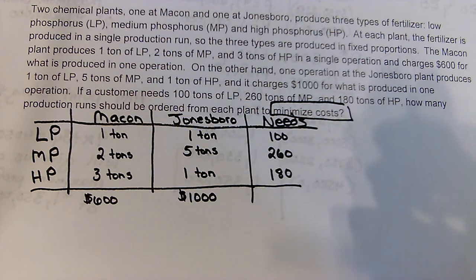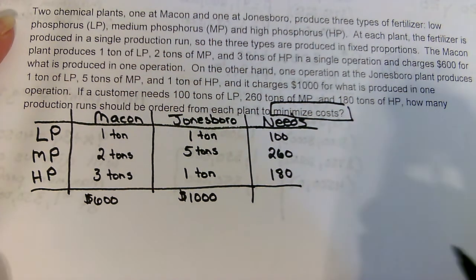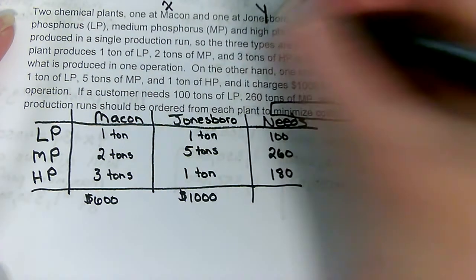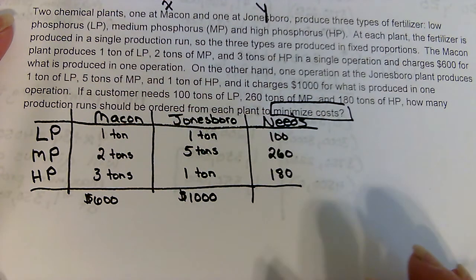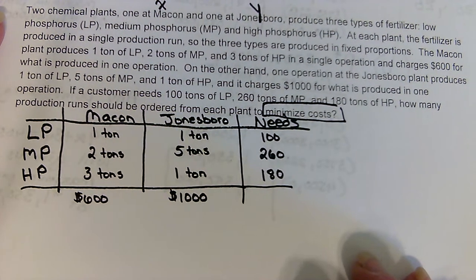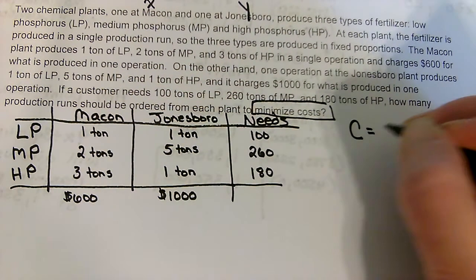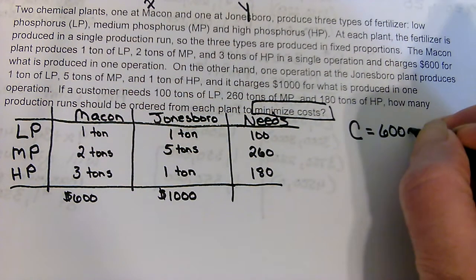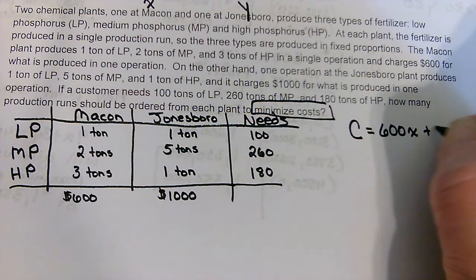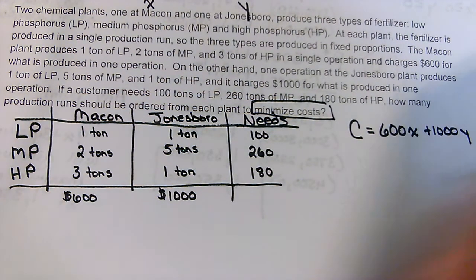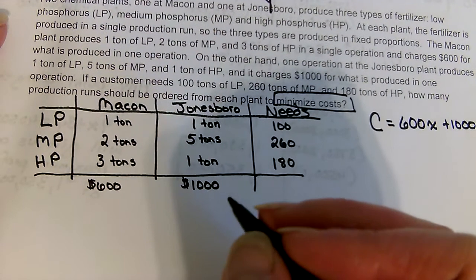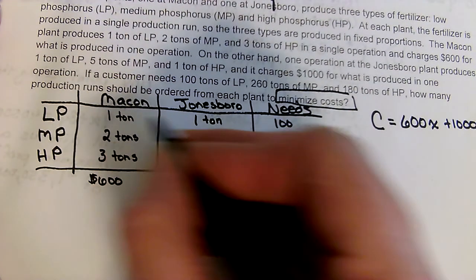So since we're trying to figure out how many production runs are coming from each plant, let's let X be the number of runs at Macon and Y be the ones at Jonesboro. So my cost is going to be Macon at $600 for each run, and Jonesboro it's $1,000 for each run. So this is what I'm trying to minimize this time.